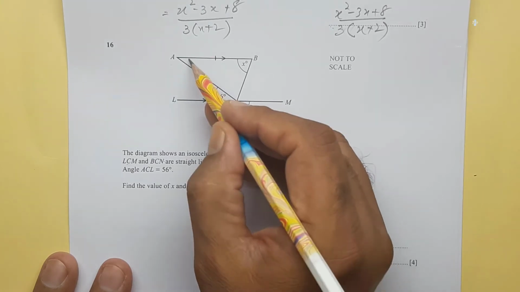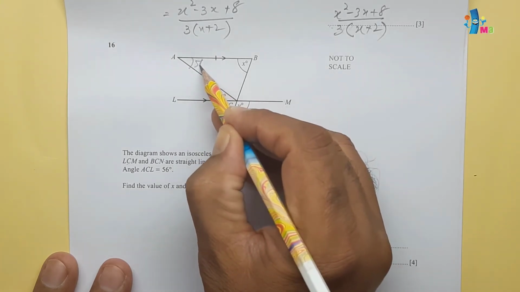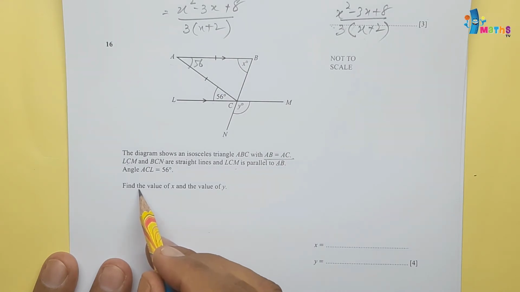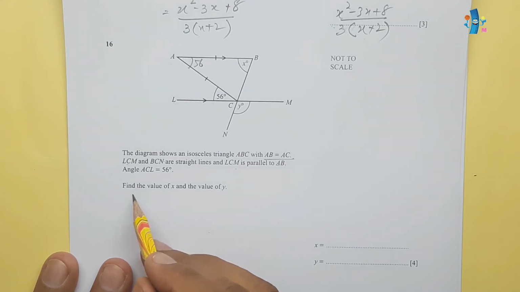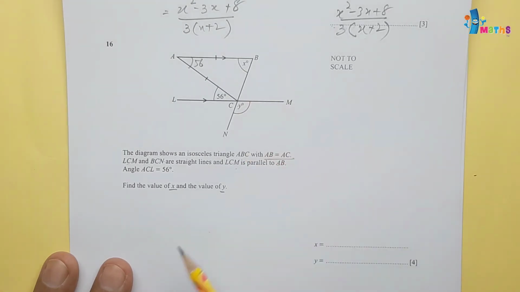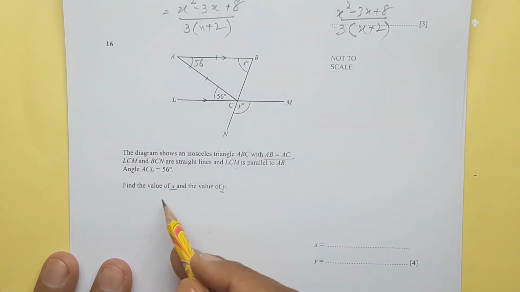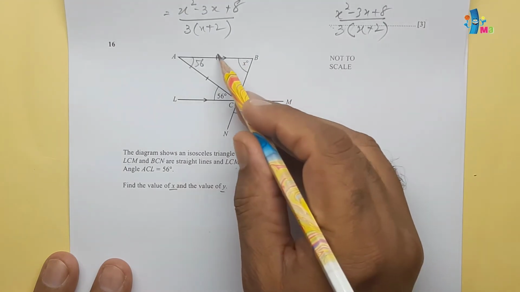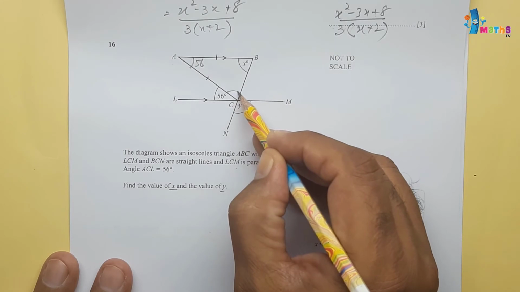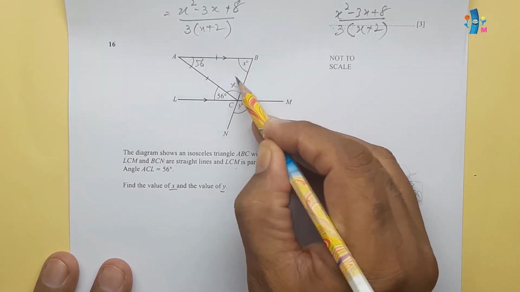So this angle will be equal to this angle. This is also 56. And then what we can do, find the value of X and Y. So these two values we have to find. So what we will write, this angle is X, these two sides are parallel, their opposite angles will also be equal. So X, this will also be X degrees.